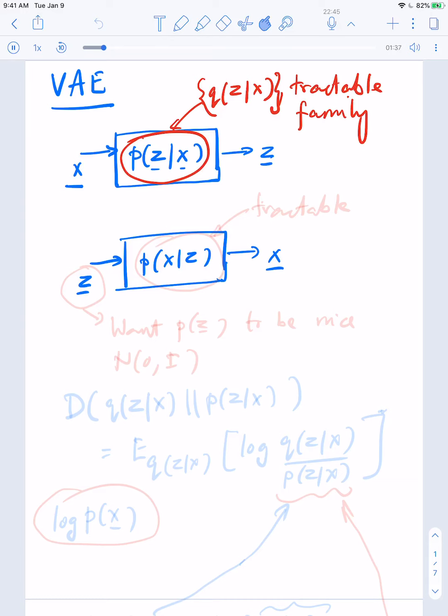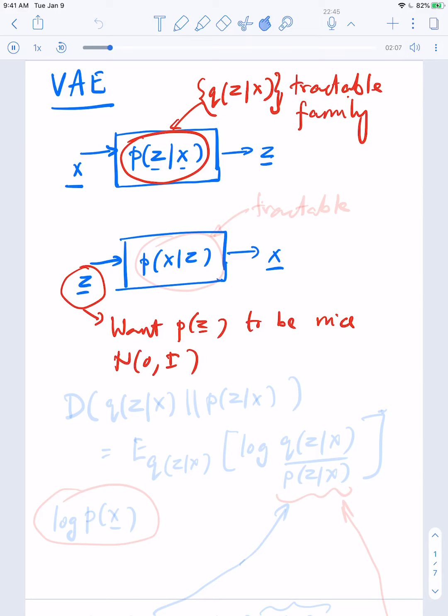And the other thing I want is, because I want the decoder to work to generate artificial data, how will I actually generate it? Well, I need to draw random vectors here, and so I want p(z) to be nice, for example, Gaussian with zero mean and identity covariance. So I definitely want that.